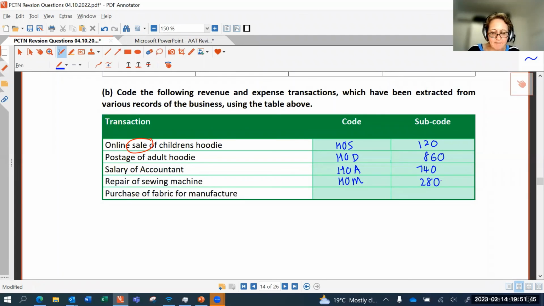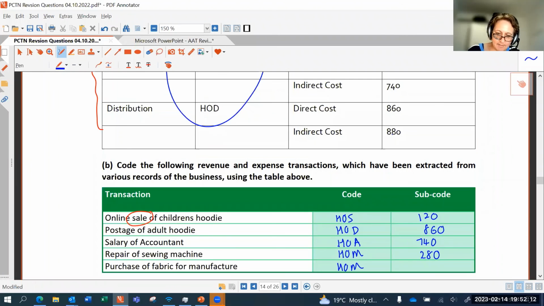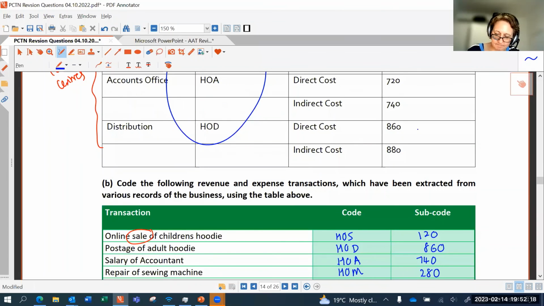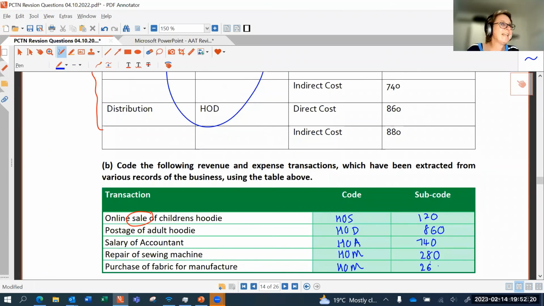And then the last one, the purchase of the fabric to manufacture the hoodies. You're going HOM again, I agree. For the manufacturing, M for manufacturing. And this is the fabric now. Do I know how much fabric each hoodie needs? I hope so. If I don't, I don't think I'm doing all that well at controlling the costs in my business. So I should know exactly how much fabric is associated with each hoodie. So I would go with the direct cost of $260. So HOM, 260. Excellent. Well done, Zuzana.